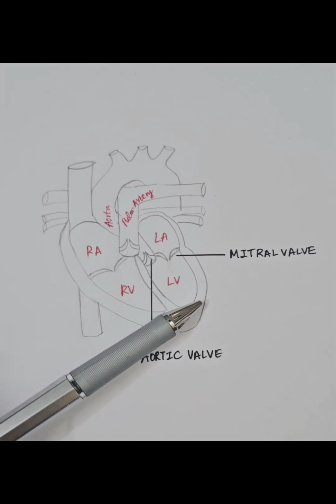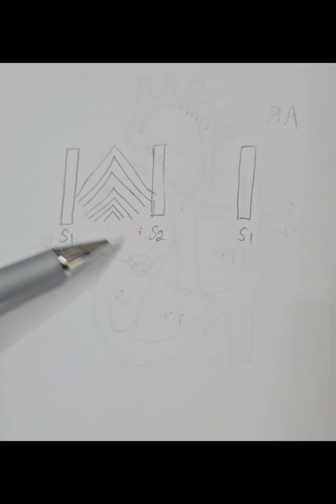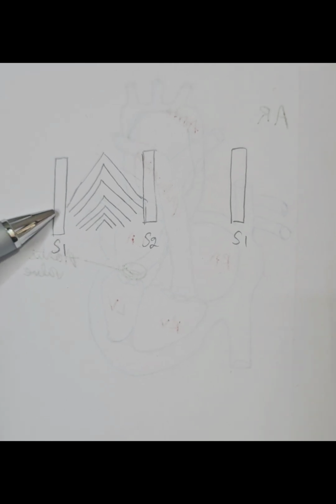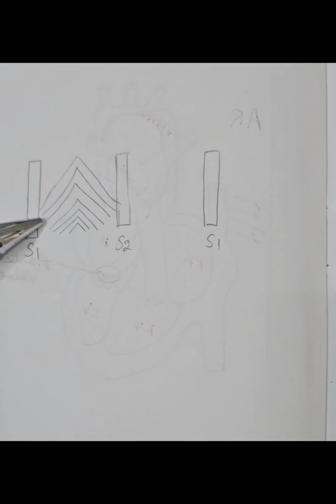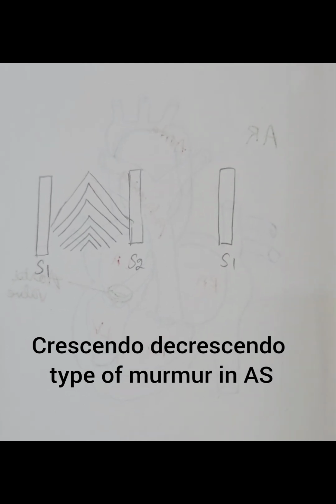Now let's look into the murmur. You can see that the murmur occurs during systole. Between S1 and S2 is systole. The murmur is occurring during systole, and it's a crescendo-decrescendo murmur. Crescendo-decrescendo type of ejection systolic murmur is heard in aortic stenosis. I hope this was clear.